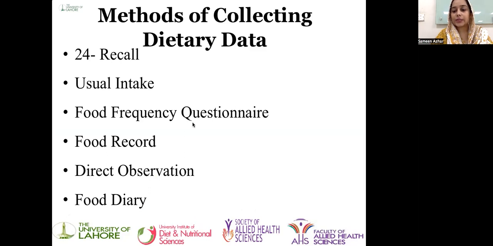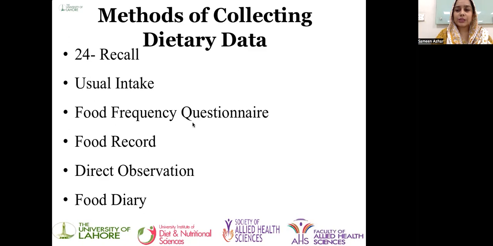usual intake, which is what you usually consume. 24-hour recall is what you have consumed in the past 24 hours. Food frequency questionnaire is where you offer them a list of foods and you ask them how frequently they have been consuming these foods. And there are 3 more methods to it.